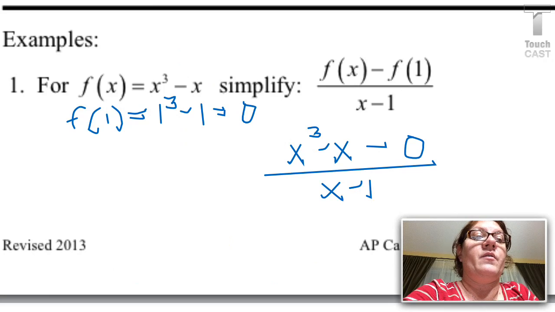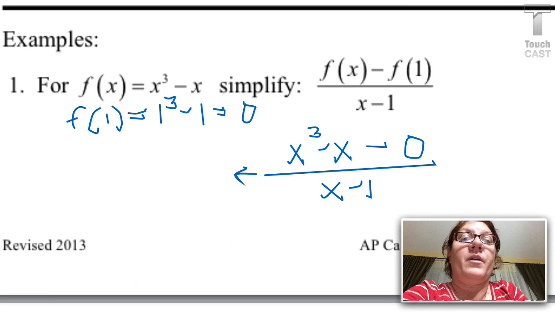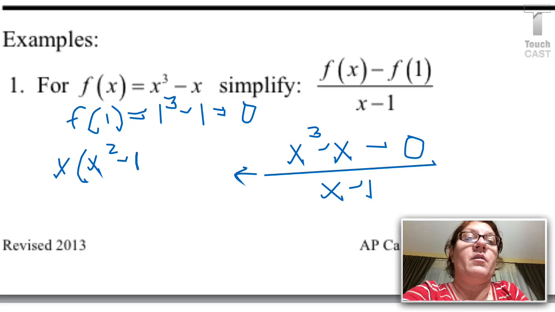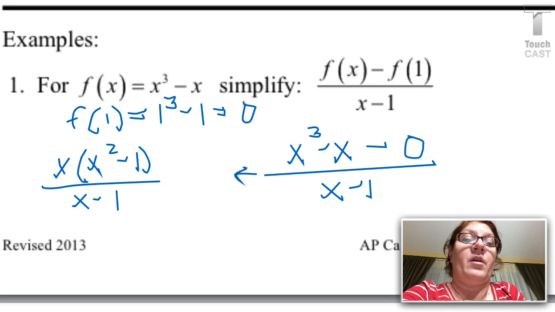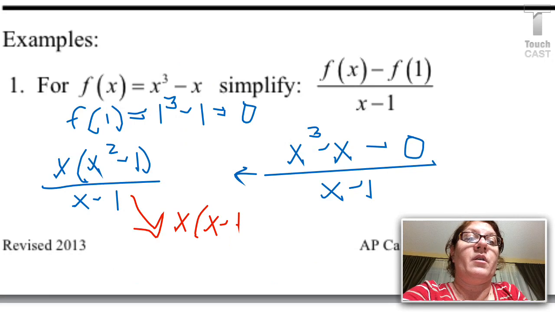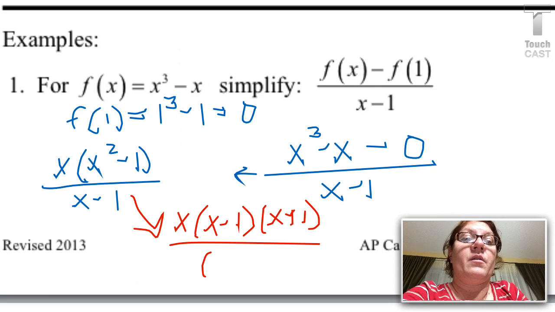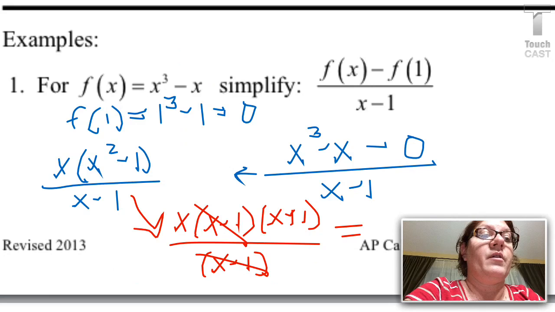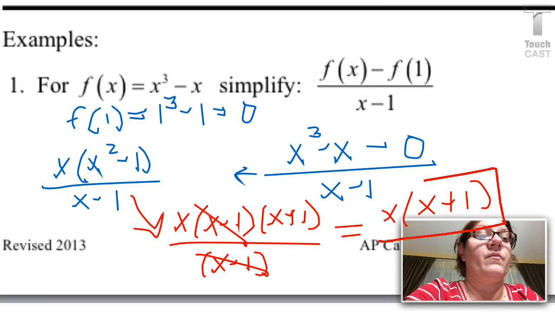And so if I simplify this, I'm going to go this way. The top is x times (x squared minus 1) over x minus 1. And of course, that top is going to factor to (x minus 1)(x plus 1), because it's a difference of squares, which means my x minus 1's will cancel out, and so I get a grand total of x times (x plus 1). Final answer.